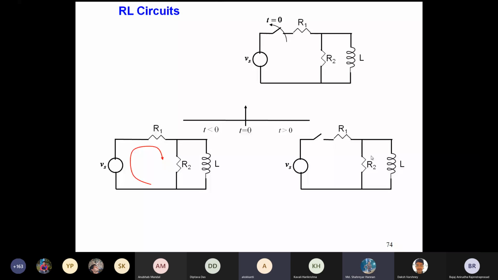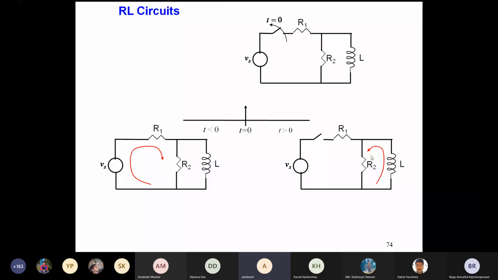Once the inductor has energy, it will drive the energy. If there is a closed path, obviously, it will need a closed path to dissipate that energy. If there is no closed path, suppose this R2 was not there. Okay. Suppose this R2 was not there. So as soon as at t greater than 0 you open the circuit, there is basically no closed path.